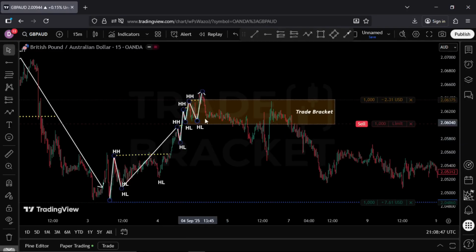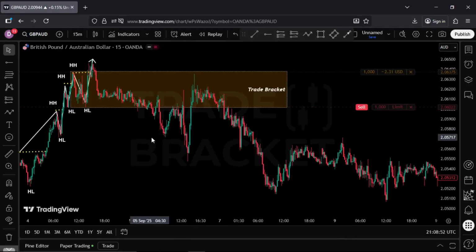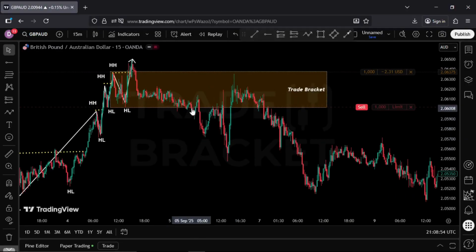So let's say you didn't catch this. Let's say you checked your chart after 4 hours and price was right here, and it had already broken the last higher low to be made. So you don't need to draw your alert because it has already broken that. You just skip the alert and go ahead and draw your trade bracket, then measure this trade.